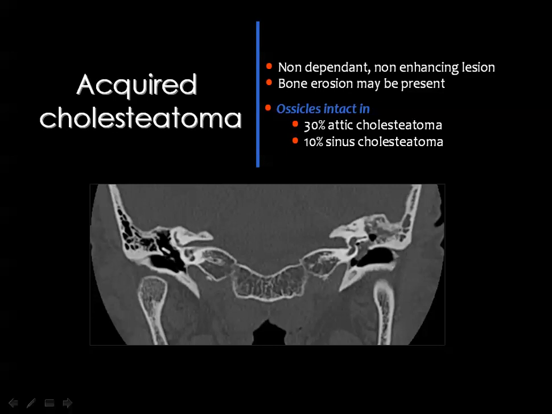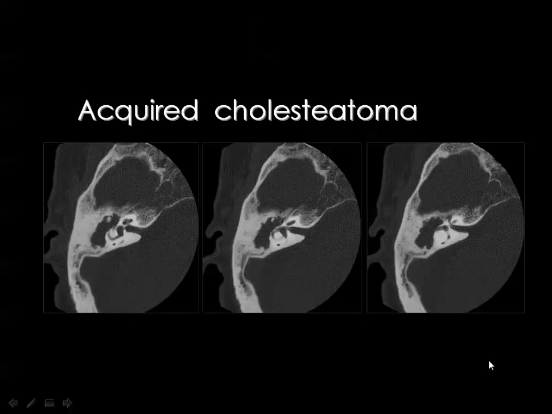And the diagnosis of cholesteatoma depends on the presence of a non-dependent, non-enhancing lesion associated with some erosive changes of the surrounding bones. Ossicles are eroded in 30% of attic cholesteatoma and in 10% of the sinus cholesteatoma.